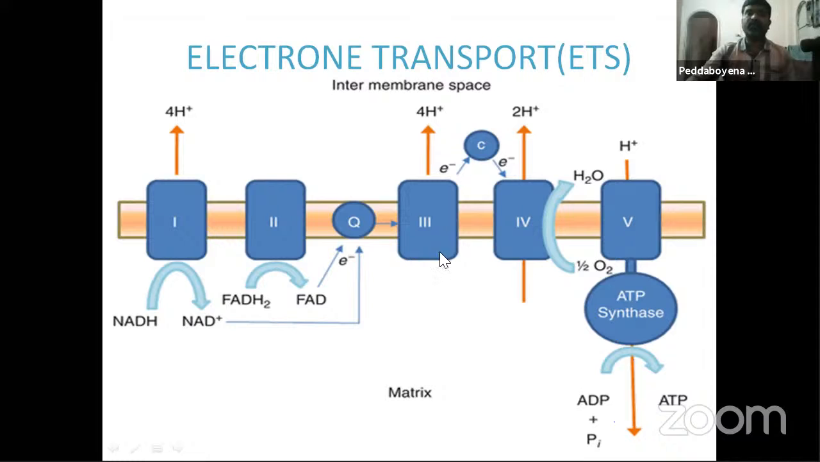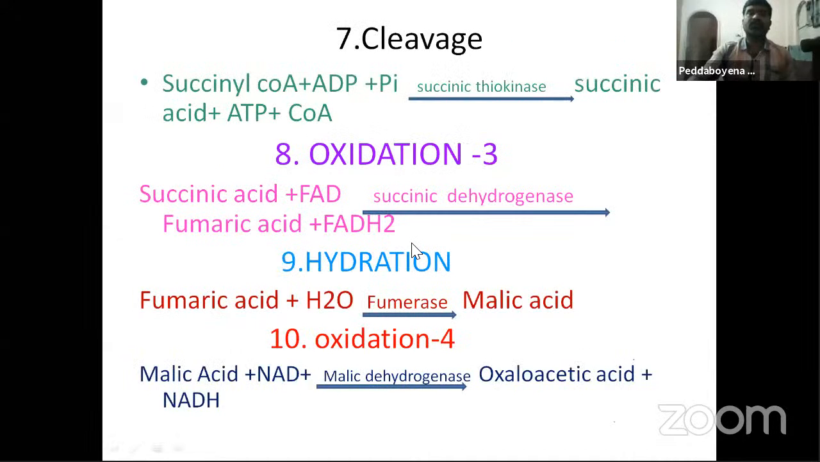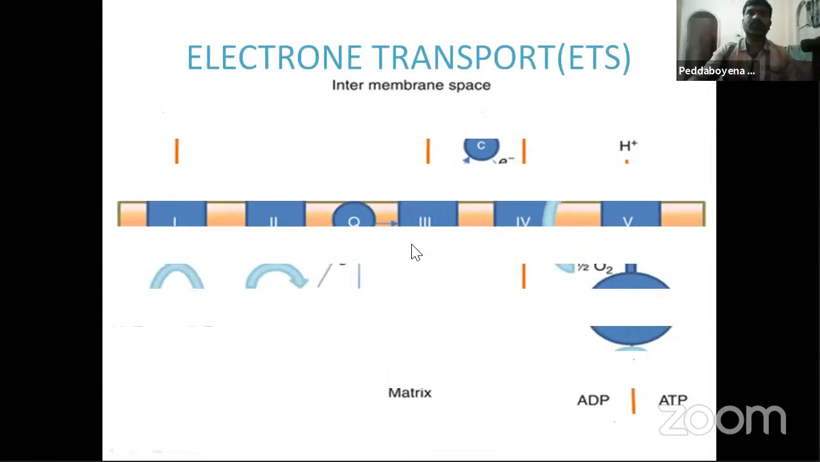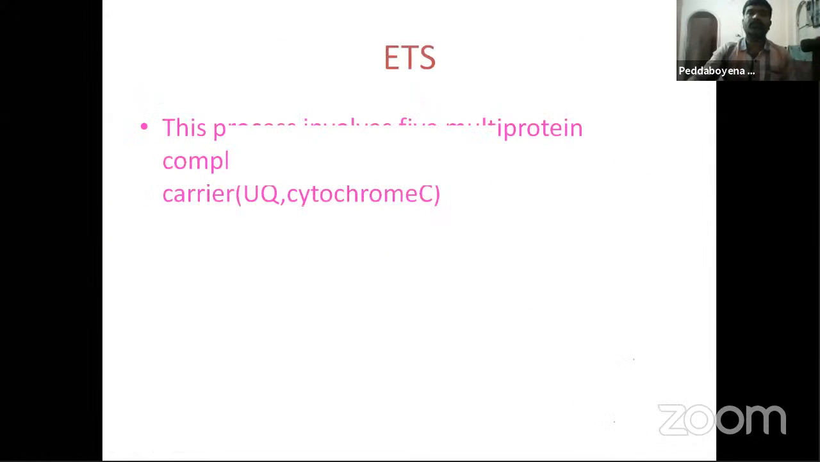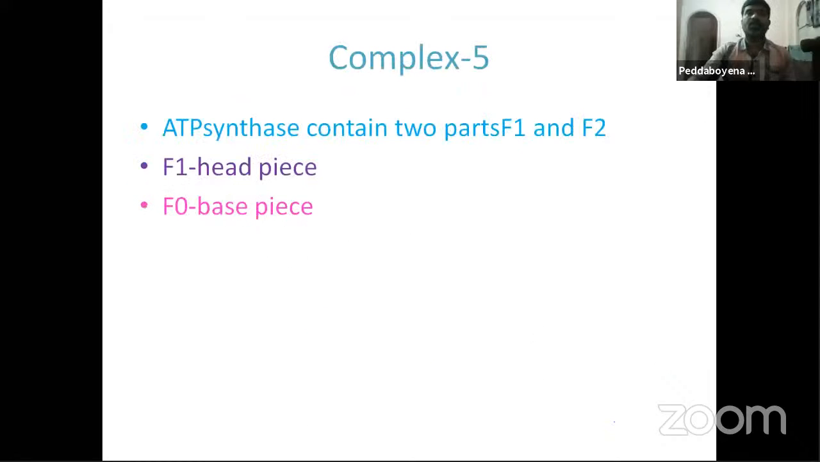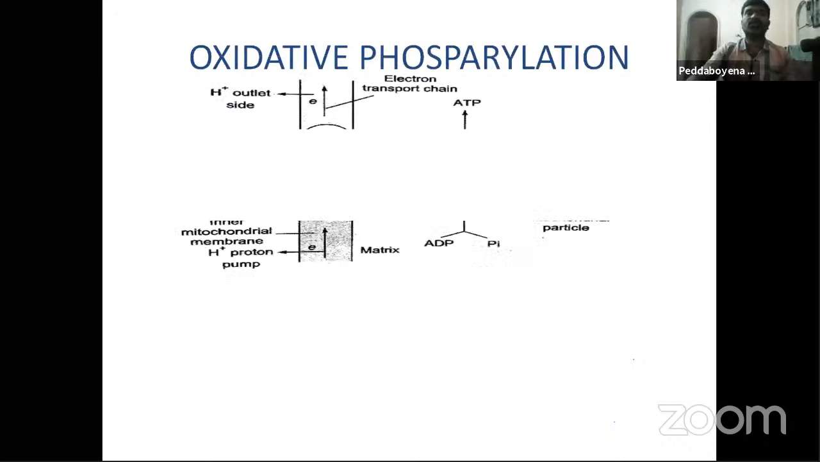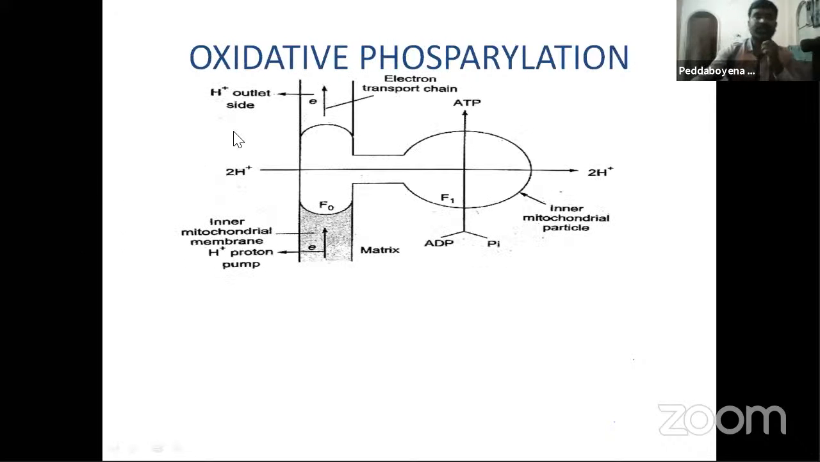Okay, better. Now we calculate the NADH process, the energy sheet. Here complex 5 you already know. So now, oxidative phosphorylation. In this electron transport cycle you are observing here.